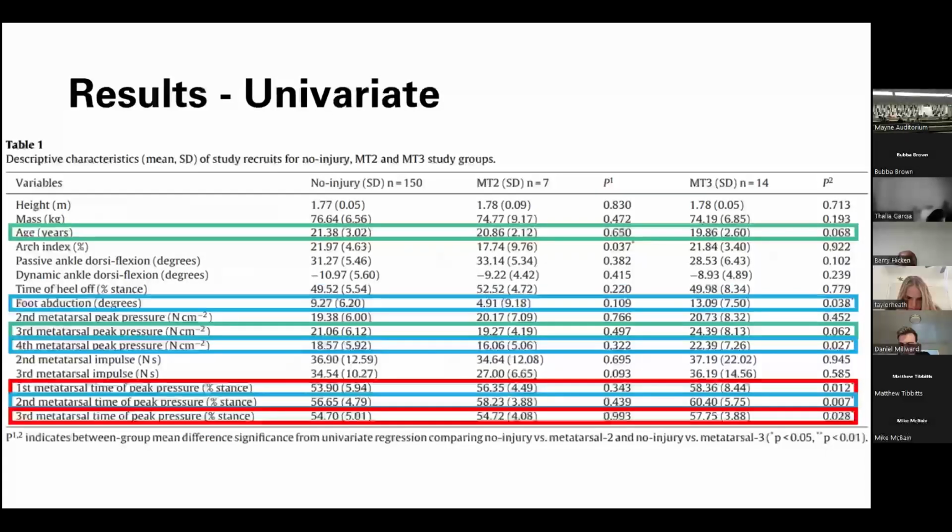So the 2 here that are in green, if you were to look over there, it seems that they use a threshold of 0.05 and 0.01. But for those green ones, I circled them even though they are past those ranges. And that's because these were still factored into the regression model, even though it doesn't fit those criteria, which is interesting. Otherwise, foot abduction, the 4th metatarsal peak pressure, 1st, 2nd, and 3rd metatarsal time of peak pressure were statistically significant with at least 0.05 being, I guess, the upper threshold.